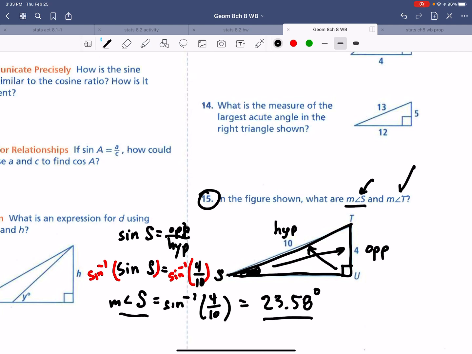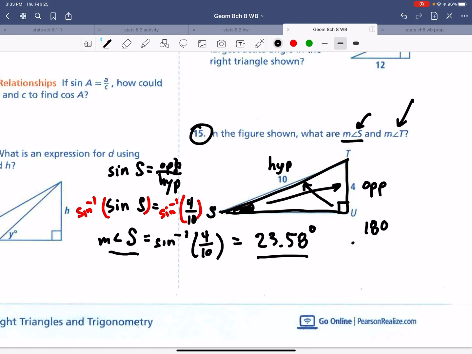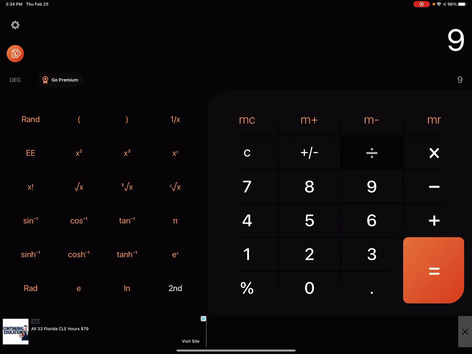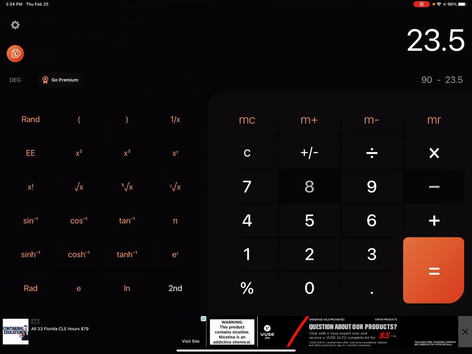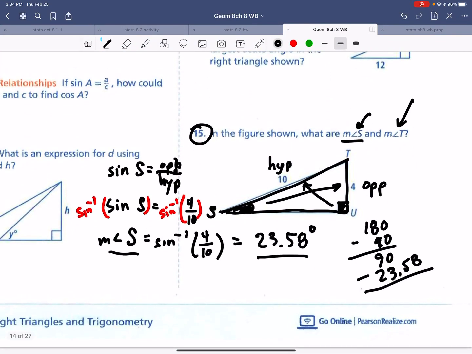So what would be T? We could use trig as well, but this is probably quicker. 180, take away this 90-degree angle, leaves me with 90, and then take away the 23.58. So what does that leave us? 90 minus 23.58 is 66.42. 66.42 would be the measure of angle T.